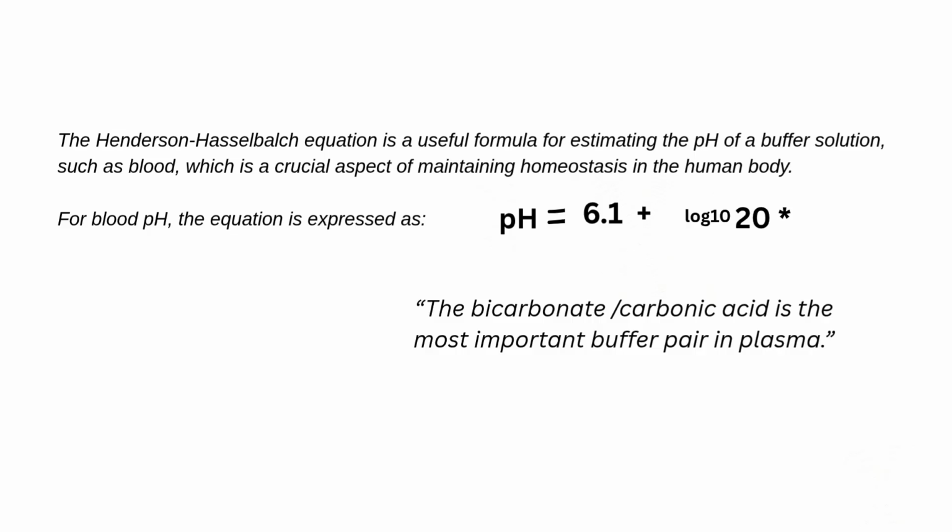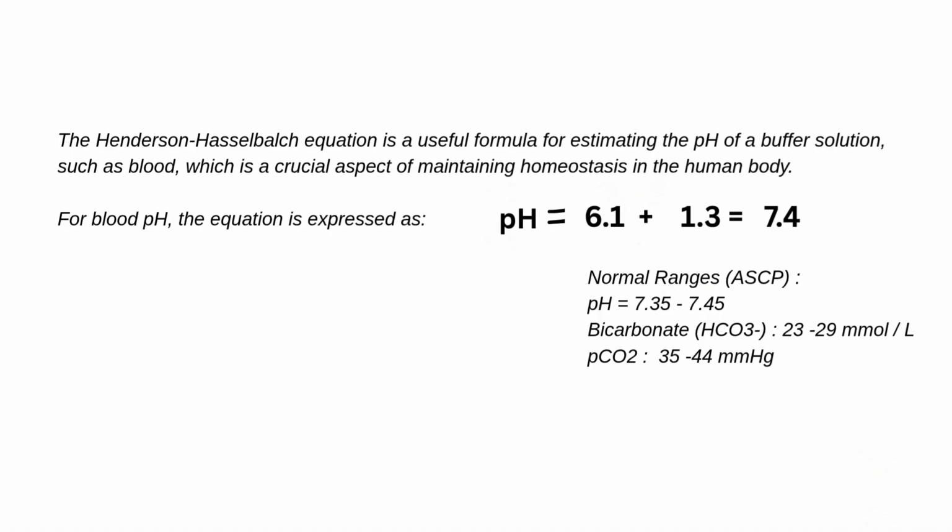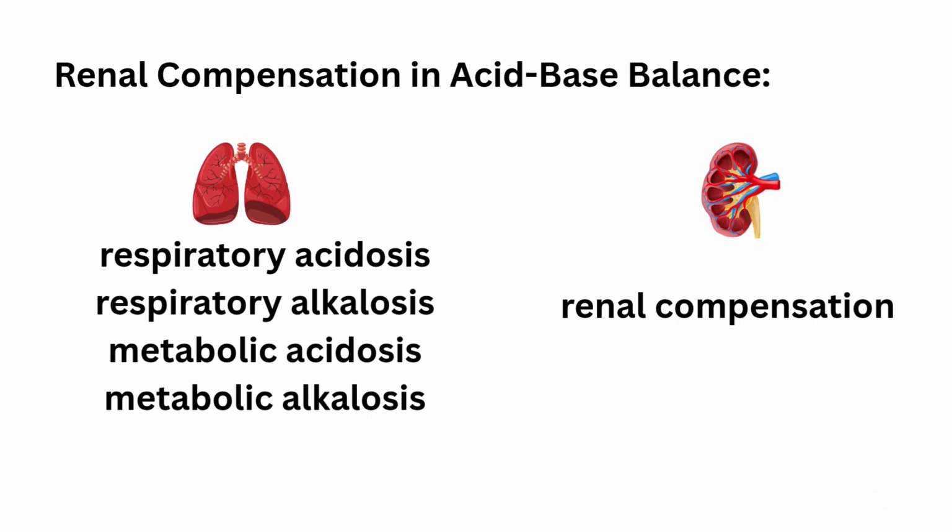The bicarbonate carbonic acid pair is the most important buffer pair in plasma with a normal ratio of 20 to 1. So log 20 is 1.3, making the normal pH 7.4. By tubular filtration, reabsorption, excretion, and secretion, renal compensation for acid base balance is one other way besides plasma bicarb to maintain pH homeostasis.